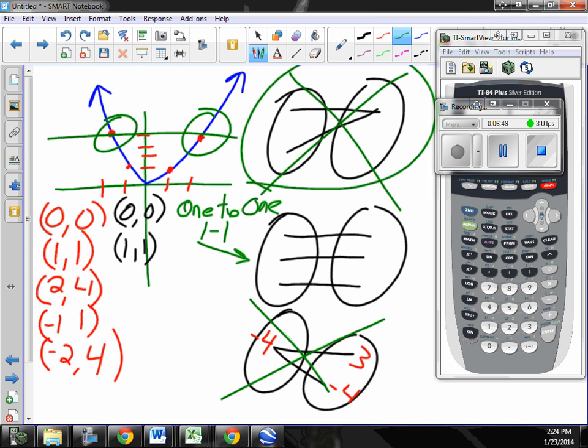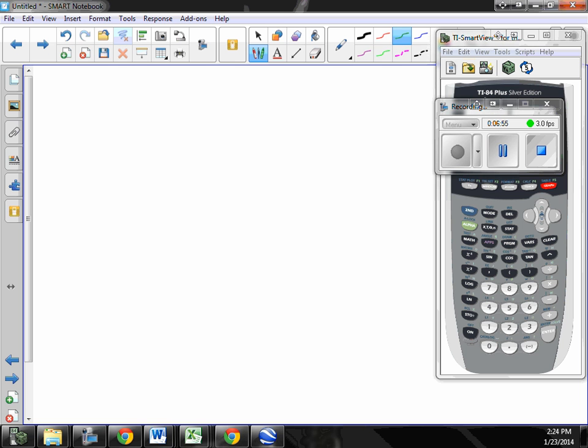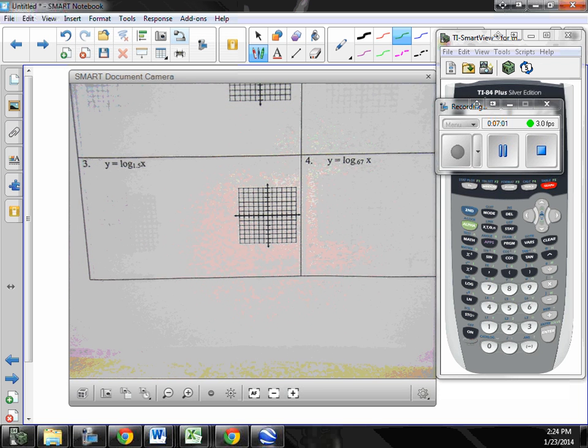Okay, hopefully that was all review. So we're going to look at the graphs of logarithms and their inverses. So look at the first page of your worksheet.